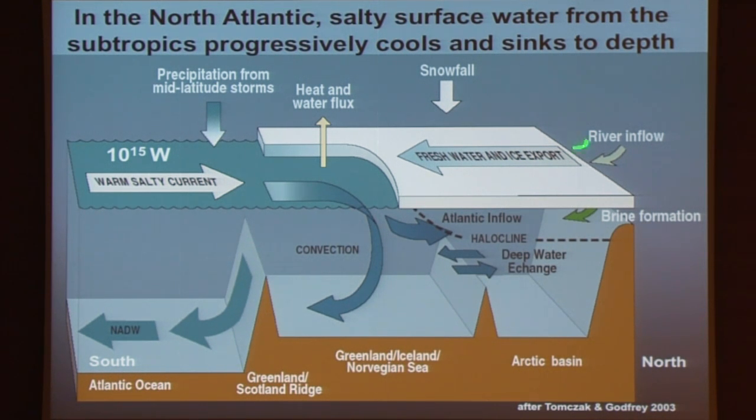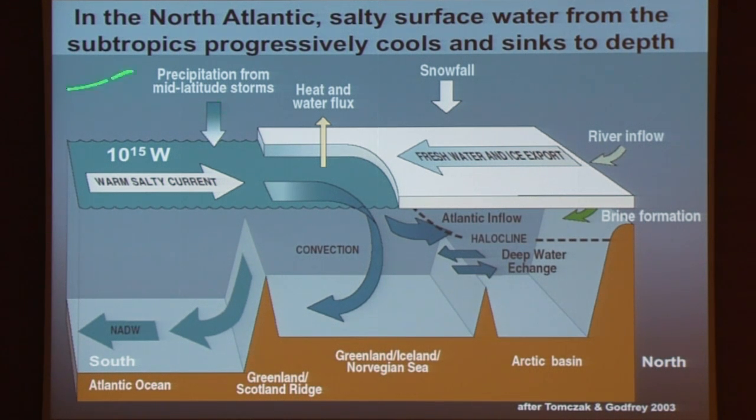There are many parameters that can change in one direction or the other. Precipitation, heat flux, also snowfall, the river influx is important. Also the formation of sea ice is important for the brine formation and so forth. So we expect that if climate is changing, the ocean deep sea circulation will change. And the other way is also true.